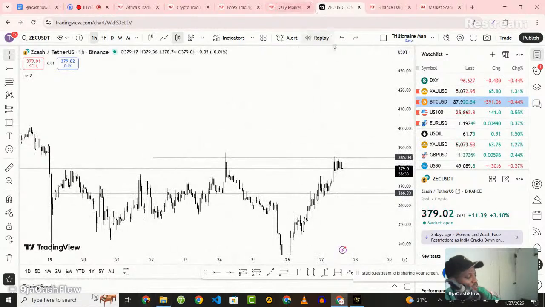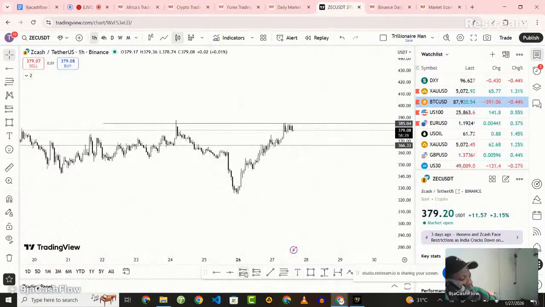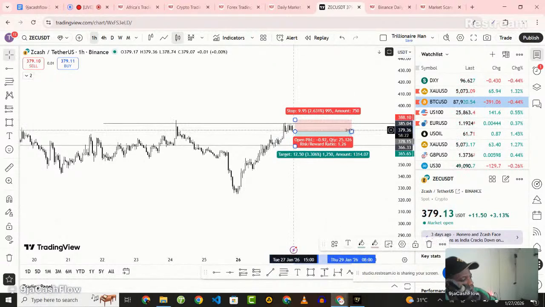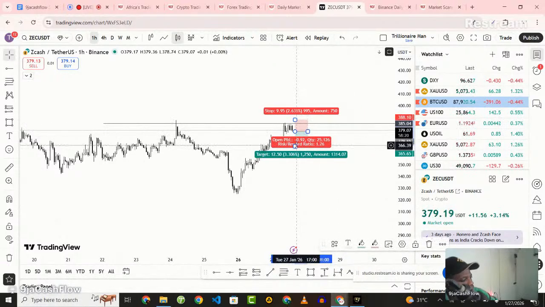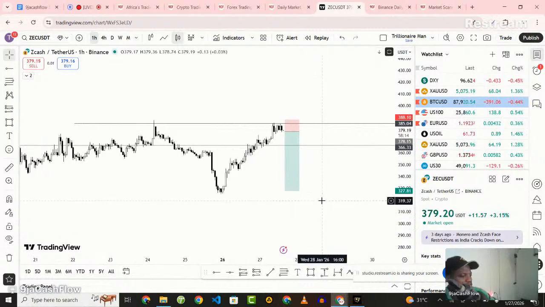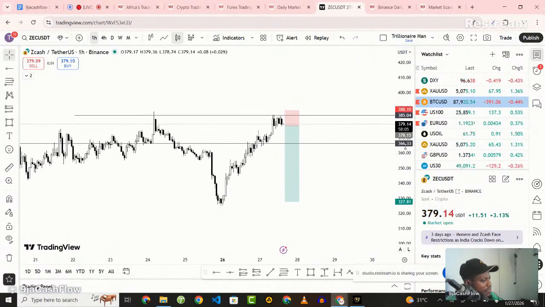So this is a good setup. Nobody knows what will happen in trading, but if you trade Zcash, it's a good setup. Target this low, it's about 185. It's a good setup.